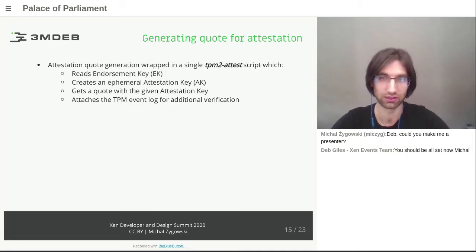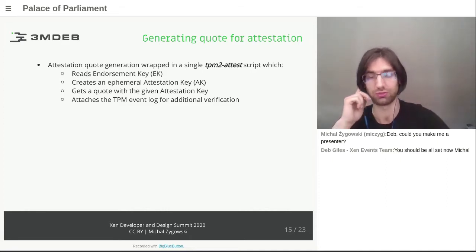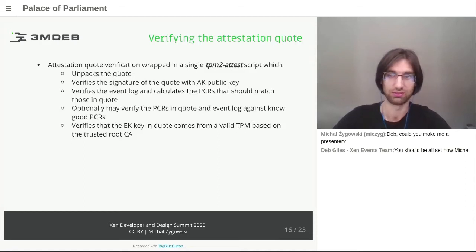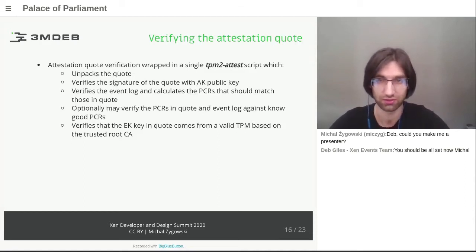Then we create an ephemeral attestation key, which is used to sign the quote, which we will soon generate. And then we request a quote from the TPM, which is signed with the given attestation key. And we also attach the TPM event log for additional verification of the PCRs. Such a generated quote is later sent to the attestation server.